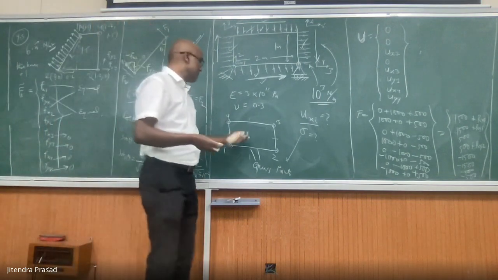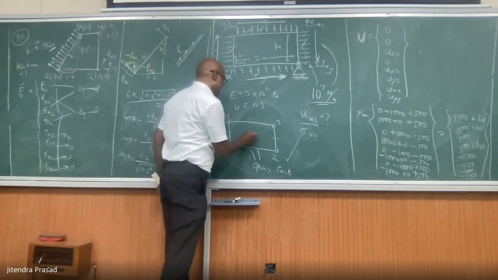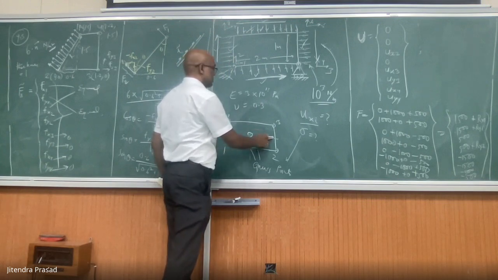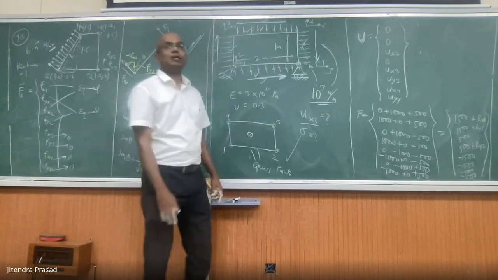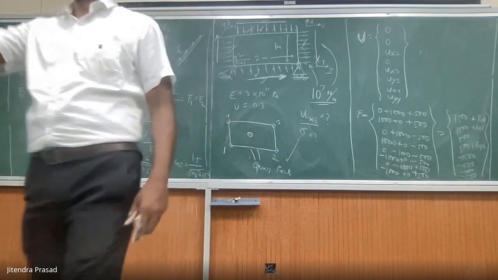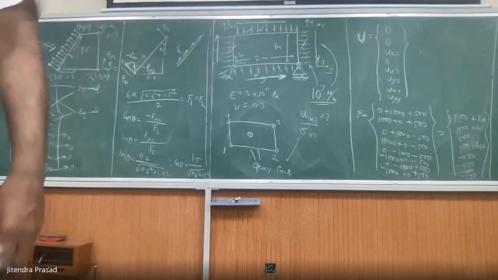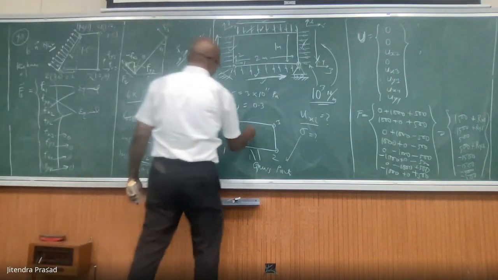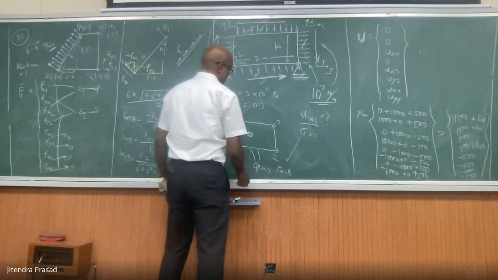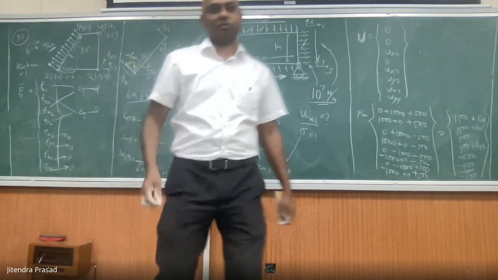You can use a single point. In this case, since there is no body force and your shape functions are bilinear, meaning that you have an xy term, a single point will work. So you can use that.